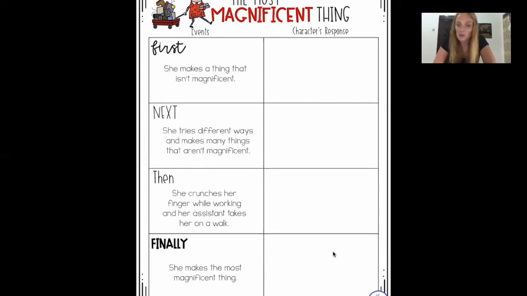All right, so on the right side, we have character's response. This is where you're going to glue the pieces of paper that we just cut before. So I want to come to this first box right here. It says, first, she makes a thing that isn't magnificent. Let's go look at the story.